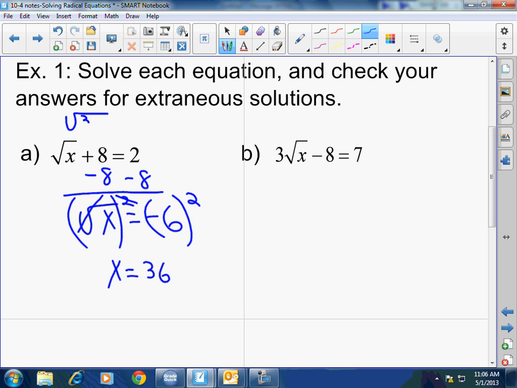Square root of 36 plus 8 is supposed to equal 2. Square root of 36 is 6. Does 6 plus 8 equal 2? No way. So you have to label this an extraneous solution.